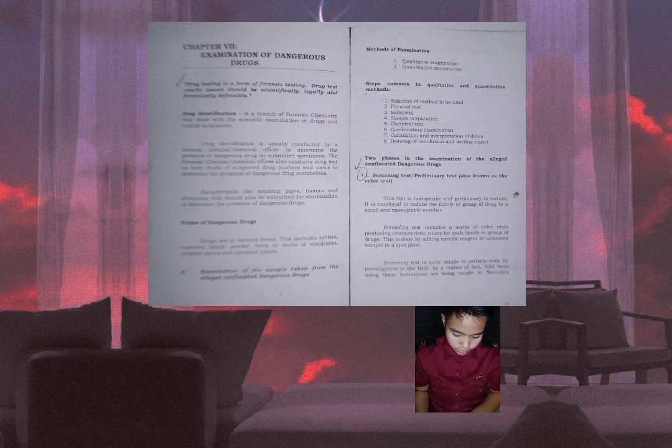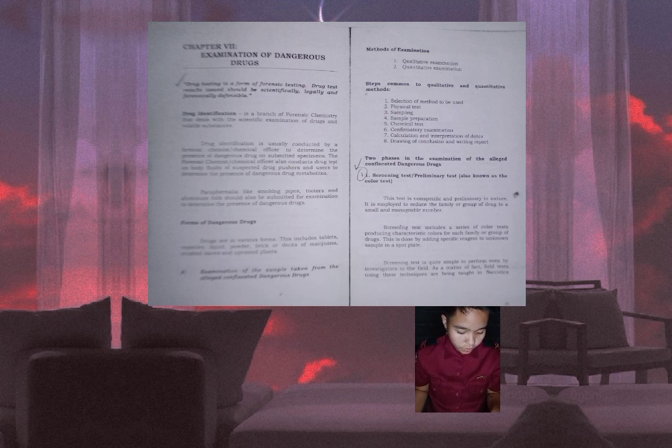So, forms of dangerous drugs. Drugs are in various forms. This includes tablets, capsules, liquid, powder, brick or bricks of marijuana, crushed leaves, and uprooted plants. So, A. Examination of the sample taken from the confiscated dangerous drugs. So, methods of examination. 1. Qualitative examination. 2. Quantitative examination.